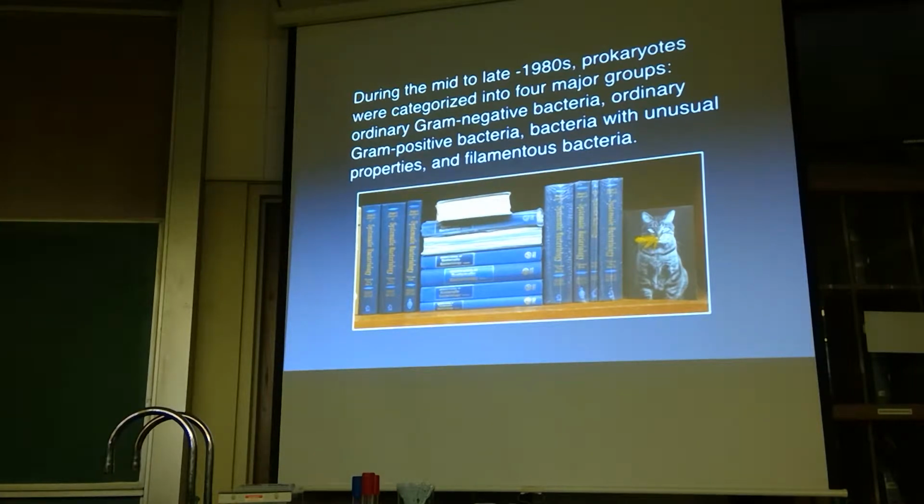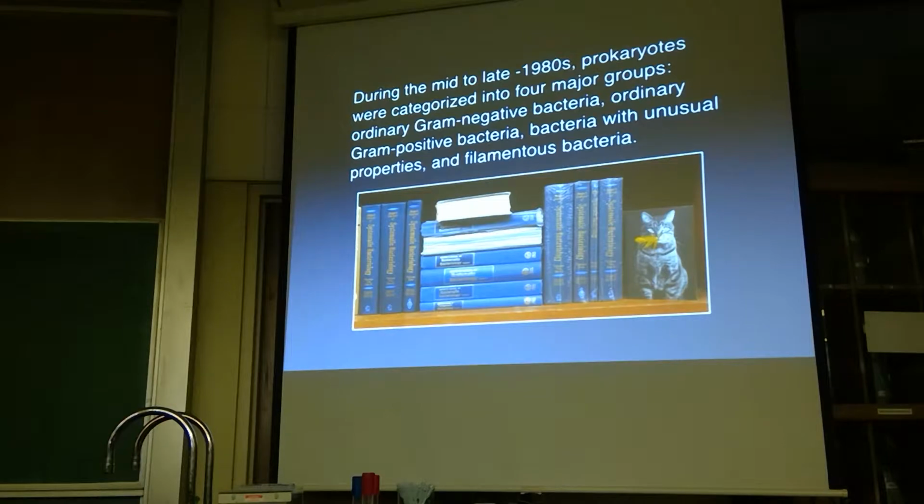So in the mid to late 1980s, the prokaryotic organisms were categorized into 4 volumes of what's recognized as the primary reference for identification of bacteria. It's called the Bergey's Manual. There was a Bergey's Manual of Determinative Bacteriology, and then there's a Bergey's Manual of Systematic Bacteriology. I'm going to talk more about these in the laboratory. But the 4 primary groups were ordinary gram-negative, ordinary gram-positive. In those 2 groups alone, almost all the clinically significant organisms would have fallen.